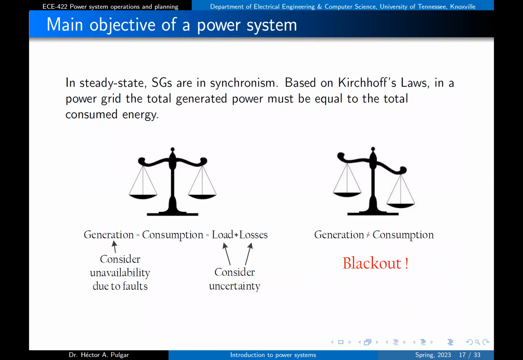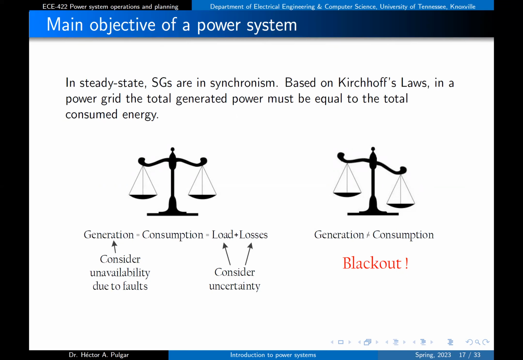Frequency is an indirect measure of a perfect balance between the consumption and the generation. In the consumption, you have load and losses, and that needs to be equal to the generation. If these are equal, the frequency will be 60 hertz. And if you have some changes in the system and you're not able to balance this, generation is not equal to the consumption, then we will have a problem, which is a blackout.